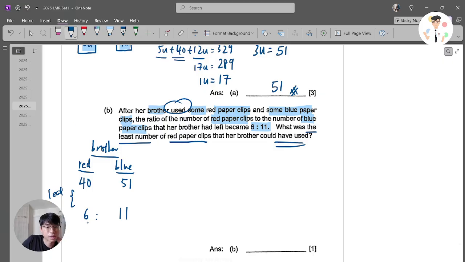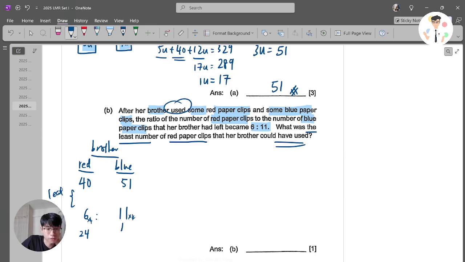How about times 5? If I times 5 here, it will be 55. I mean, this one no problem, it must be less than that. But 55 is still more than 51, so not possible. So what I can do is times 4. Because 11 times 4 is 44, it's less than 51, which is the highest possible number here. Okay, so 6 times 4, 24.